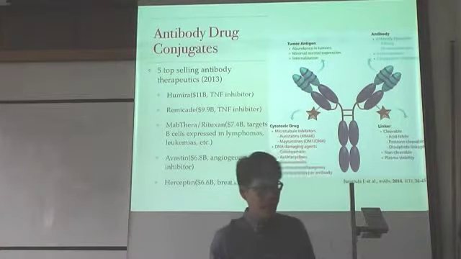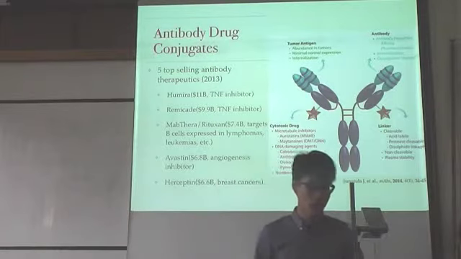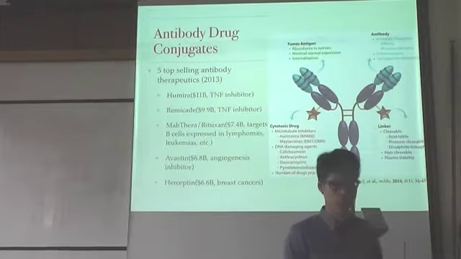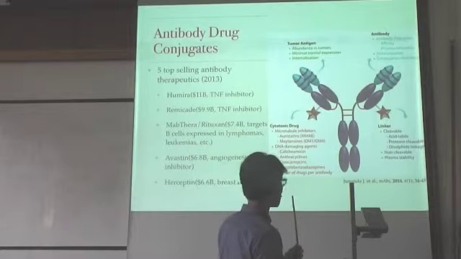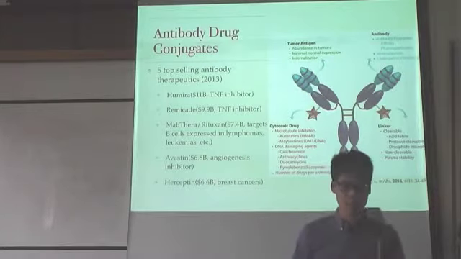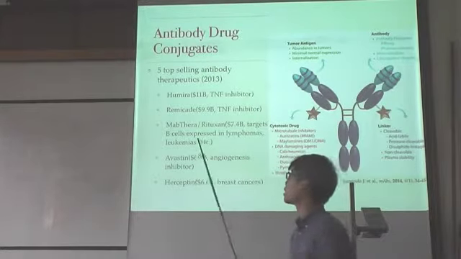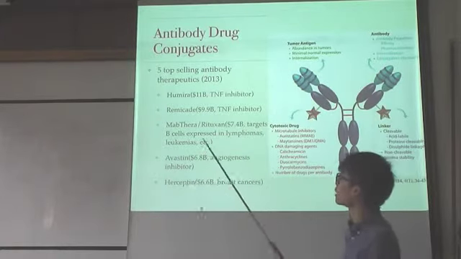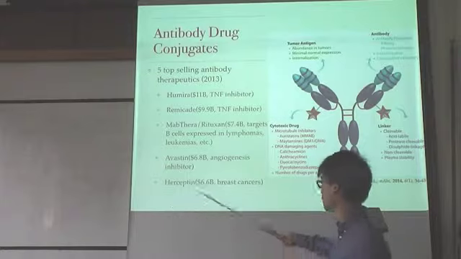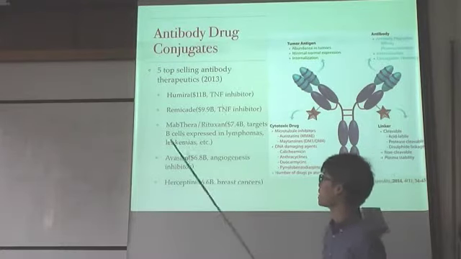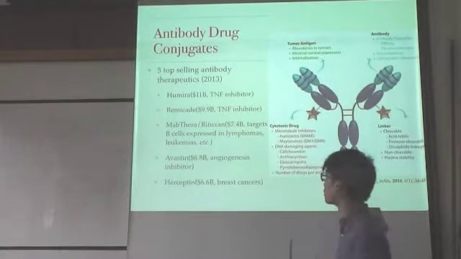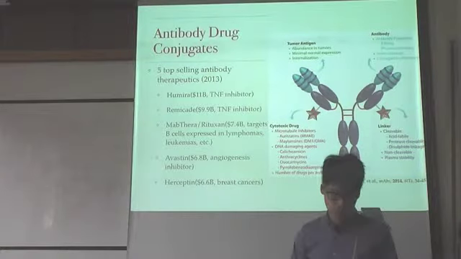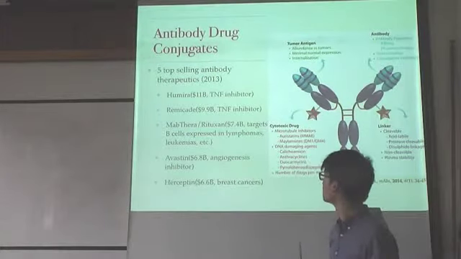So, to highlight the different strategies for site-selective protein modification, I'm going to use the antibody-drug conjugate as an example platform. So listed out here are 5 of the currently top-selling antibody therapeutics. So we have Humira, Remicade, the famous Herceptin for breast cancers, and they all generate multi-billion-dollar revenues per year. Avastin is for treating macular degeneration.